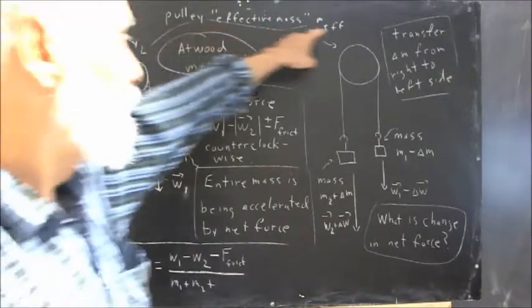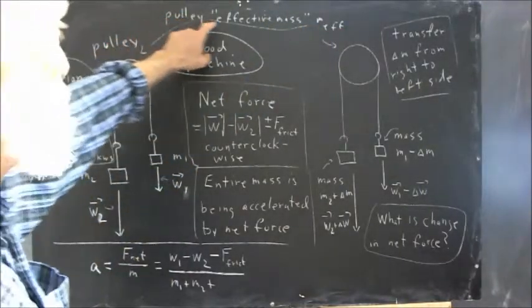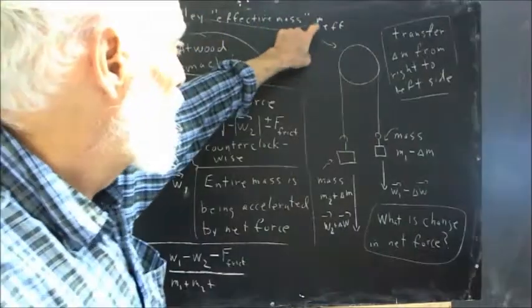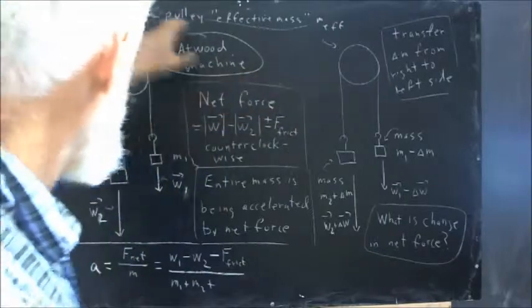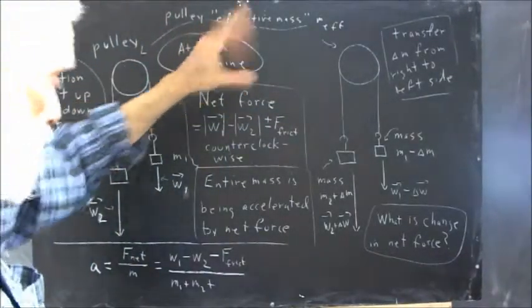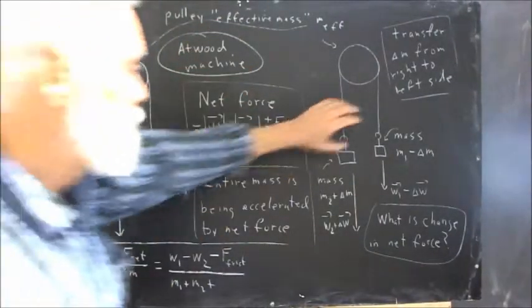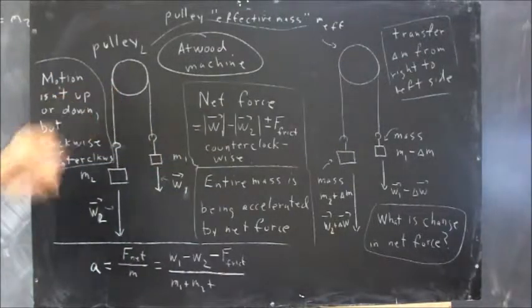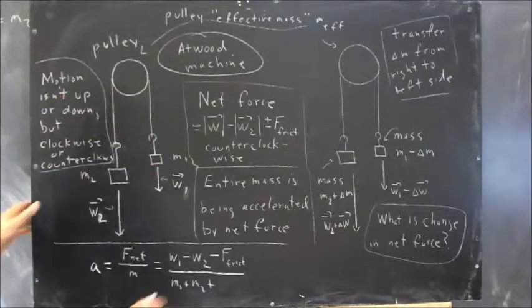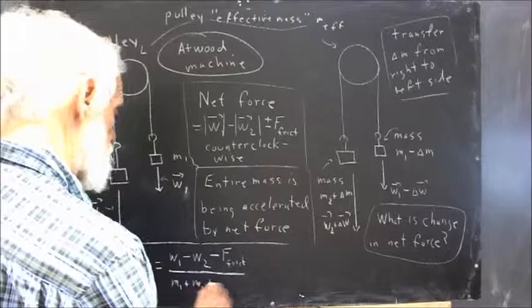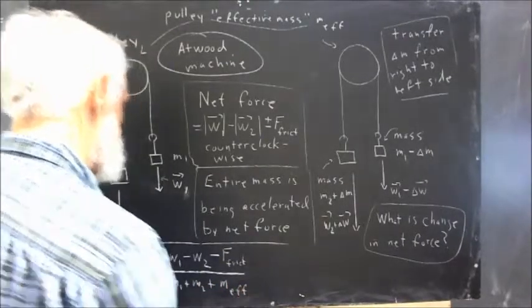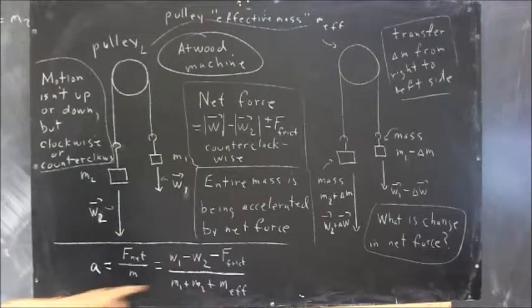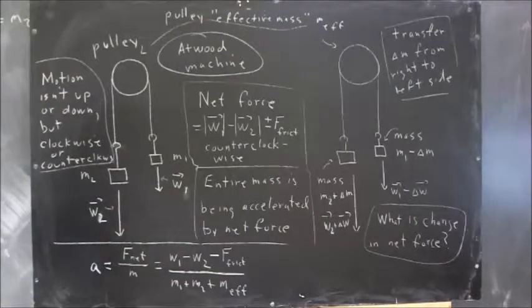Now, I haven't pointed out the note at the top. I'm going to say the pulley has a, quote, effective mass, M_eff, mass effective. Okay, so I've got arrows to this pulley and this pulley. This is just another picture of this, but with a slight change. So we have this expression for the acceleration of the system.